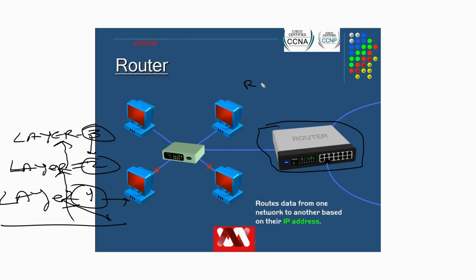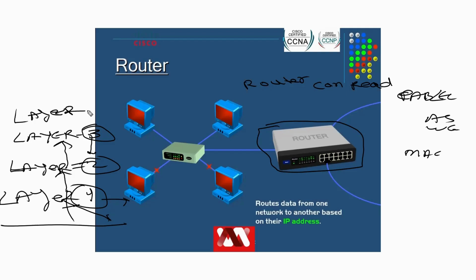Router can read the cable's properties, just like a normal cable. It understands MAC addresses as well, for sure, because it works on a slightly different layer, layer 3. If something can understand layer 4, it can understand layer 3, layer 2, and layer 1 as well. They have to understand that. So it will understand MAC addresses as well.